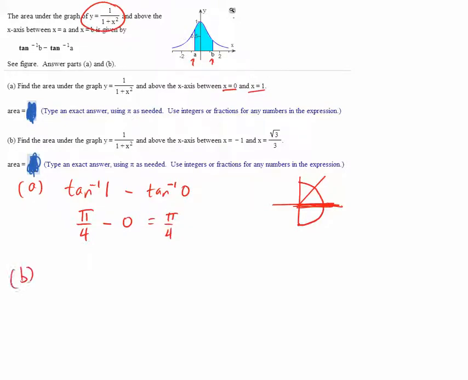Part B is now we're going to do tangent inverse of the right endpoint, which would be square root of 3 over 3, minus tangent inverse of negative 1. The arctangent of root 3 over 3 is the function that gives us the angle that gives us square root of 3 over 3 when you take its tangent. And that is pi over 6.